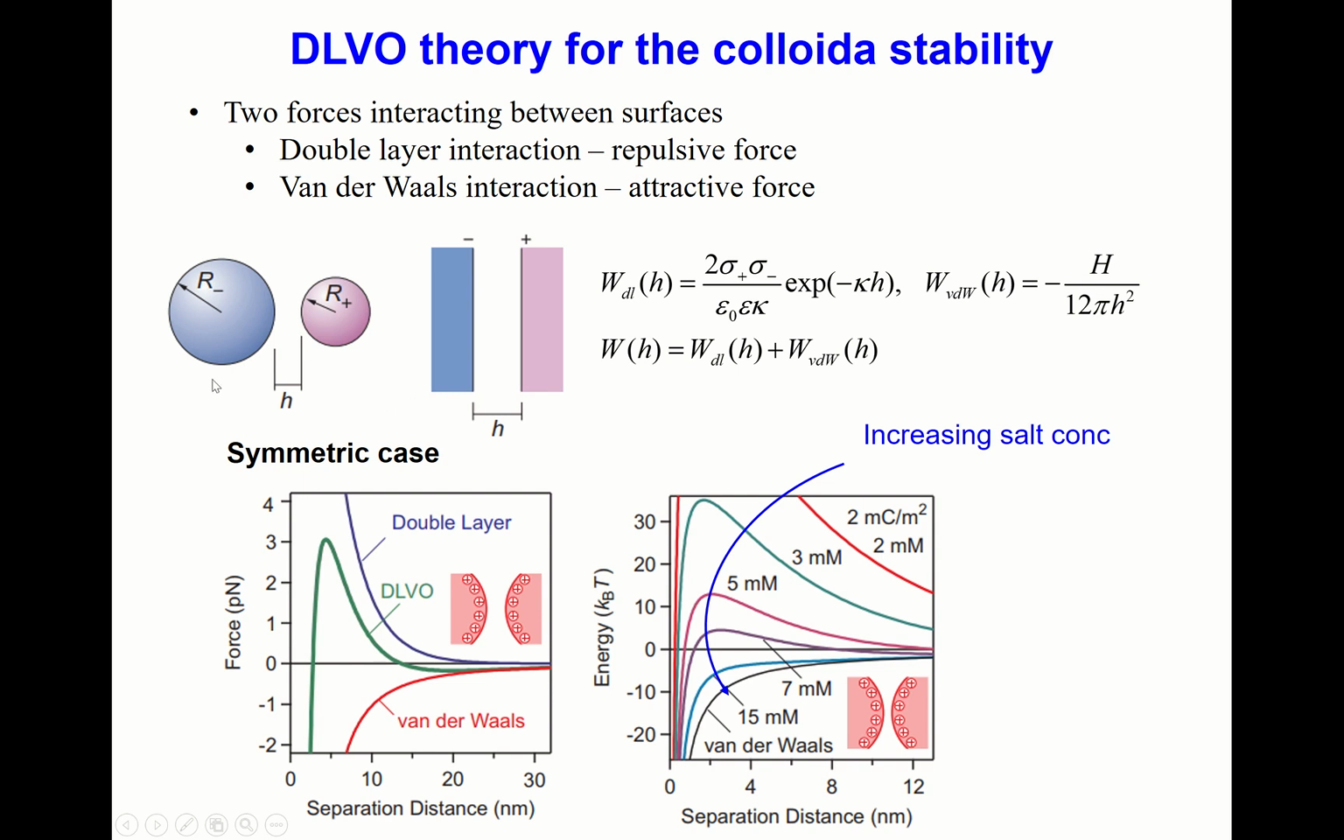Let's see. They are colloidal particles, or even species, differently charged. What forces are working for colloids, or in general, between two surfaces? One is double layer interaction. The other one is van der Waals interaction. Double layer interaction is what? It is electrostatic repulsion.